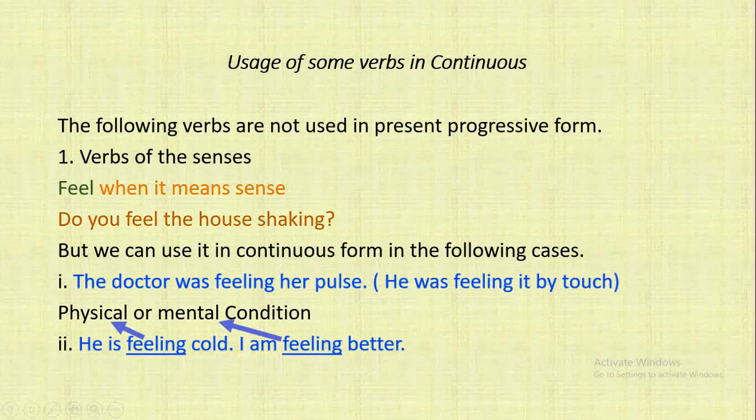But we can use it in continuous form in the following cases. For example, when somebody is feeling something by touch, like, the doctor was feeling her pulse. I have written here the past progressive tense, but what I mean to say is that the word feeling is used, that is, ing plus the base form of the verb.